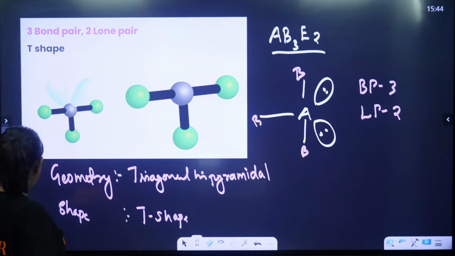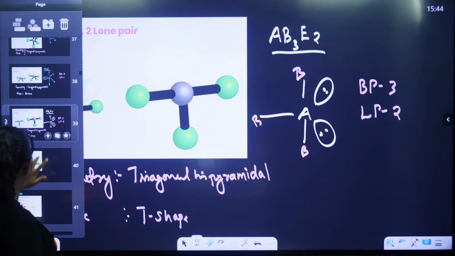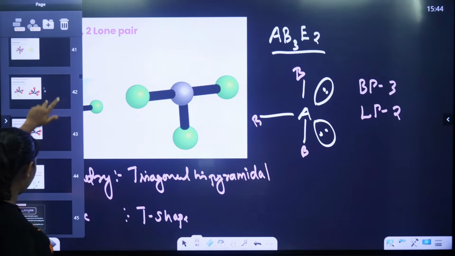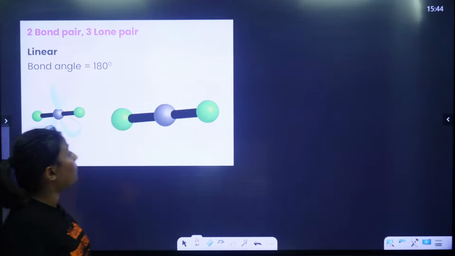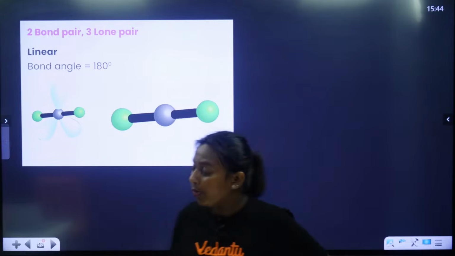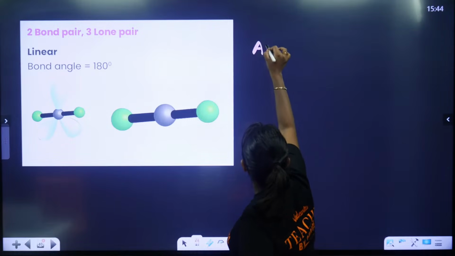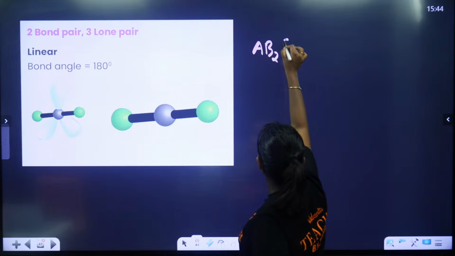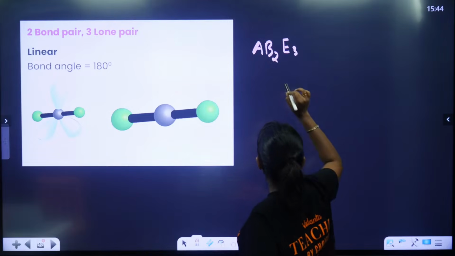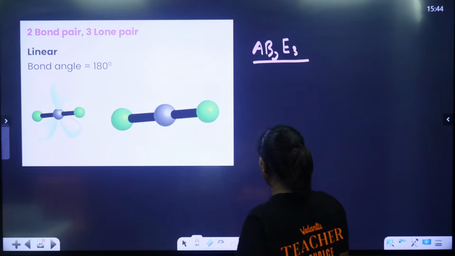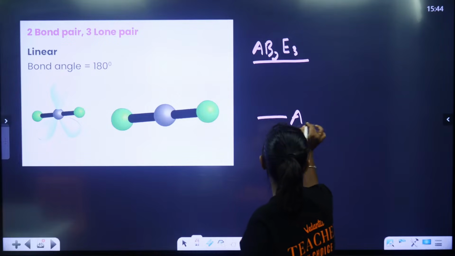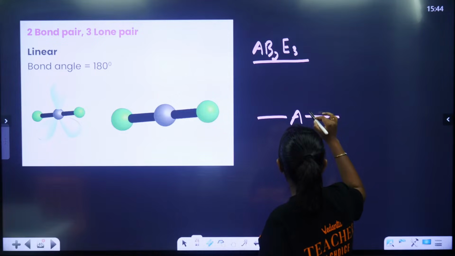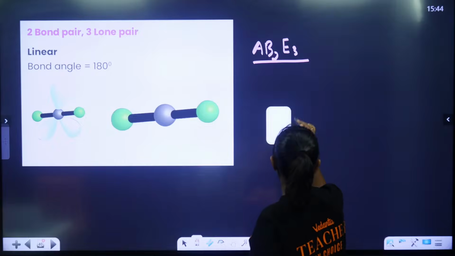T shape. Then we are moving to the next type. The next type is 2 bond pair and 3 lone pair, that is AB2E3. I will draw the structure.